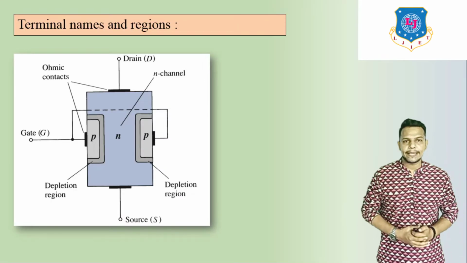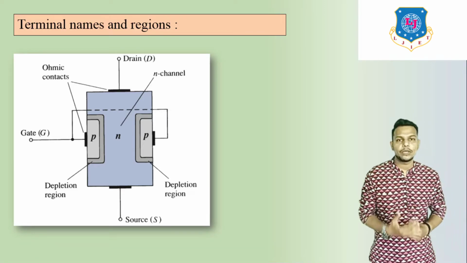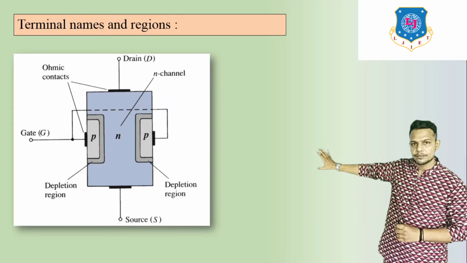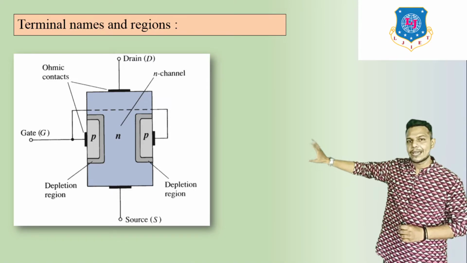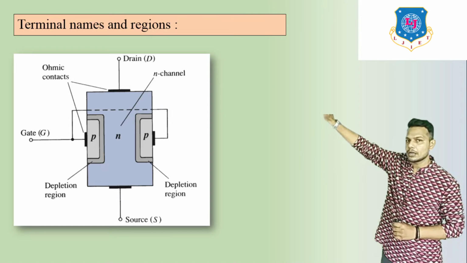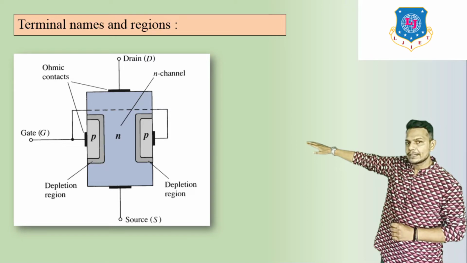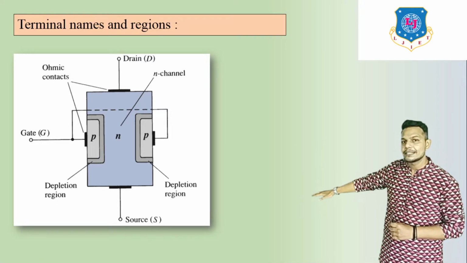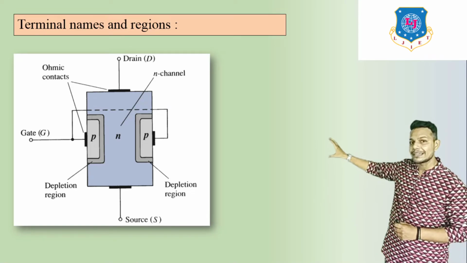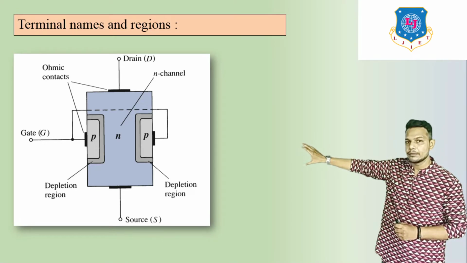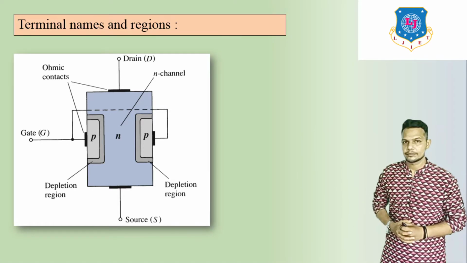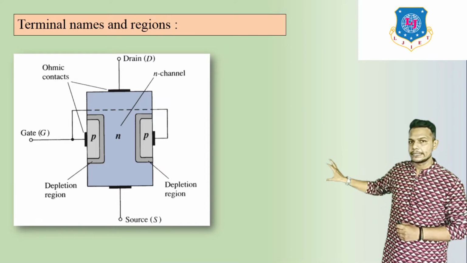Now terminal names and their regions. Actually this FET looks like this construction. Here we can see the FET construction. There are three terminals: drain above, in between there is a gate, and below there is the source. The gate is connected to the P-type material at this end and that end, so it is the gate terminal.